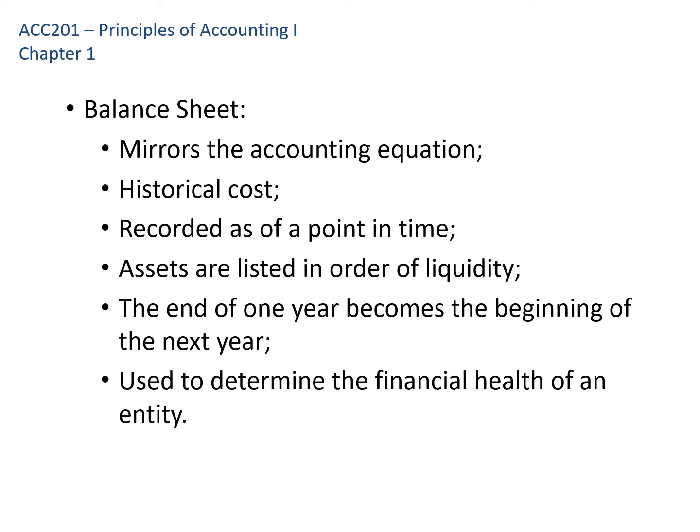So first thing we're going to talk about is the balance sheet. The balance sheet mirrors the accounting equation. So it's going to show all of the assets that the company owns and then all of the claims on those assets. So the liabilities and the stockholders' equity, and confirm that they equal each other.